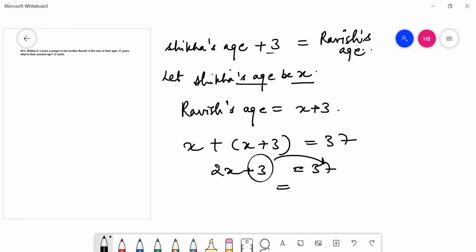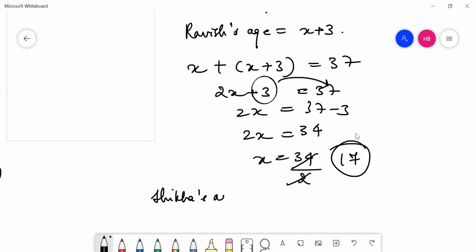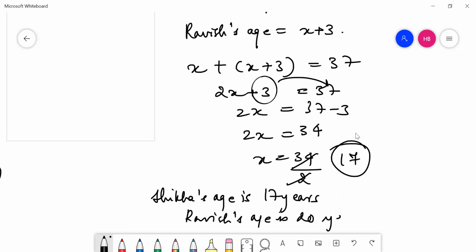I'll take 3 on the other side, which will give me 37 minus 3 is equal to 2x. 37 minus 3 will give me 34. So x is equal to 34 divided by 2, which will give me 17. So Shikha's age is 17 years and Ravish's age is how much? 17 plus 3 will give me 20 years. Okay, so this is your answer.